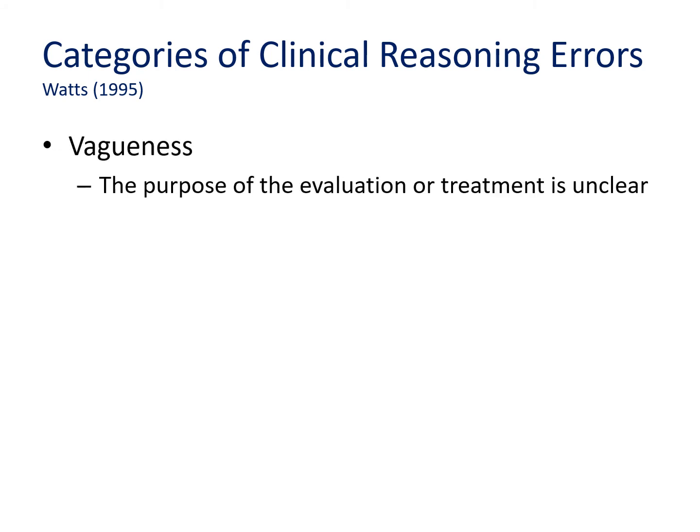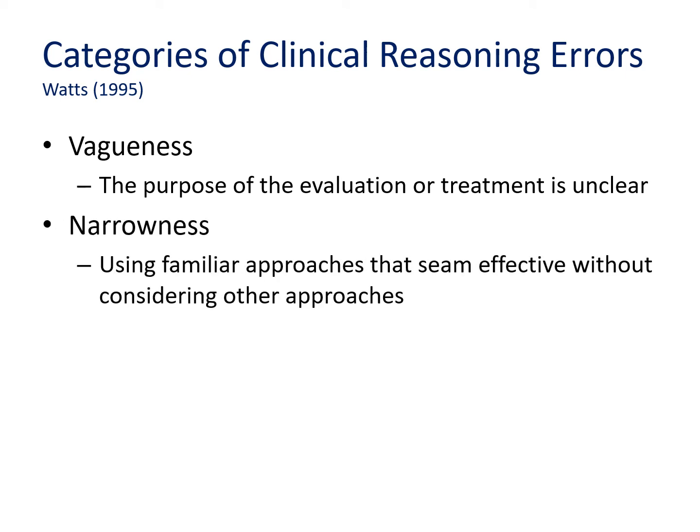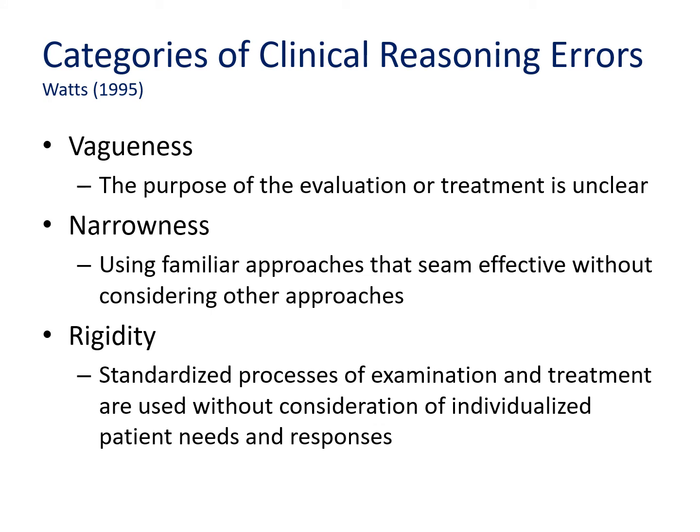Watt has further identified errors in the clinical reasoning process, and we'll mention some of them here. One is vagueness. Under this error, what we find is that the purpose of the evaluation or the treatment is unclear. A narrowness error is one using familiar approaches that seem effective without considering other approaches. So here you're using tunnel vision, if you will, in providing a treatment strategy for your patient. You're using a familiar approach without considering possibilities of other approaches.